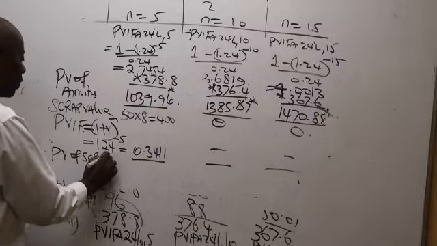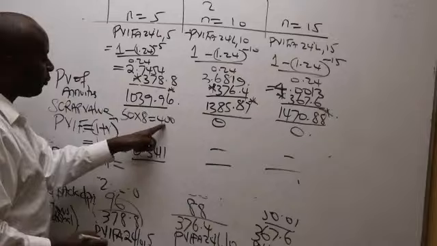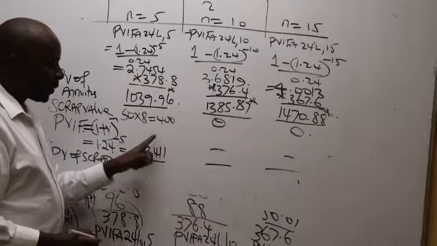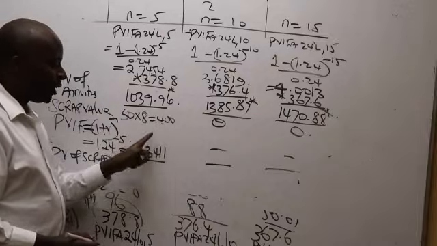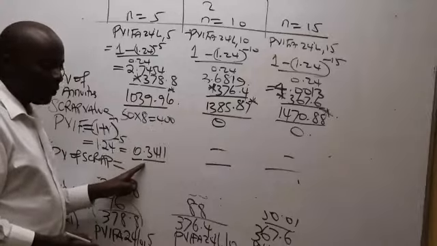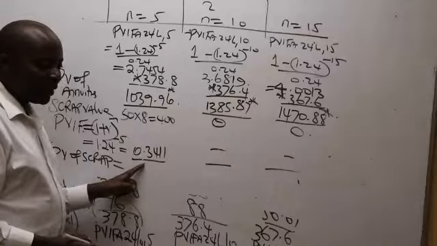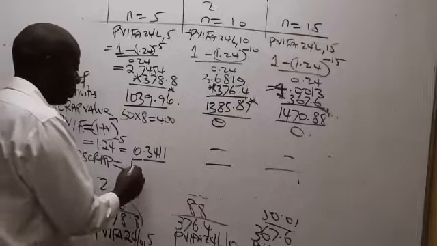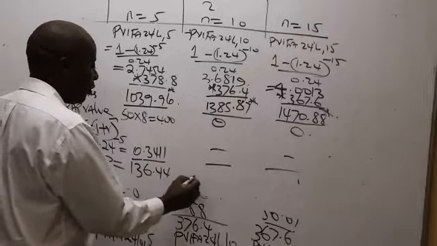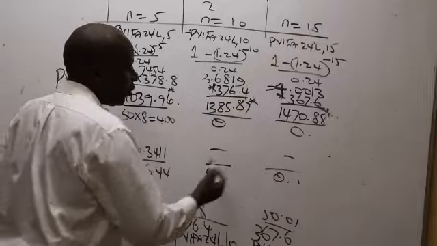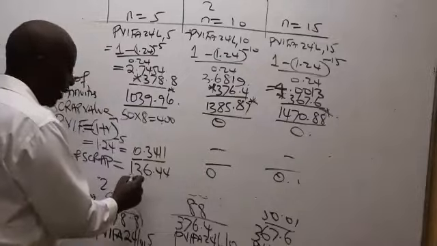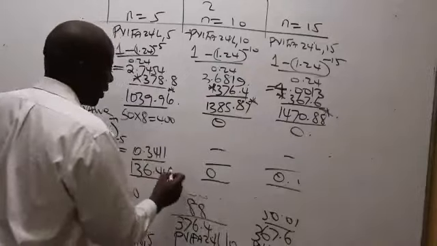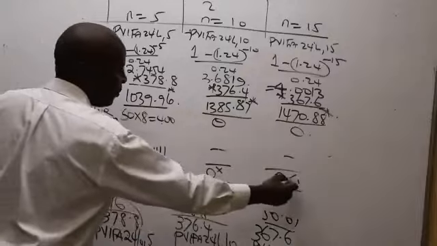So present value of the scrap, what do we have? We have 400 times this figure. Can somebody give me this figure? 400 times 0.3411 is 136.44. Of course, this is 0, 0, 0, 0. You can underline just once. These are very important figures for me.